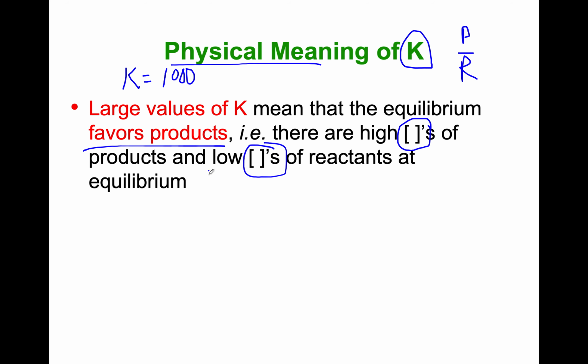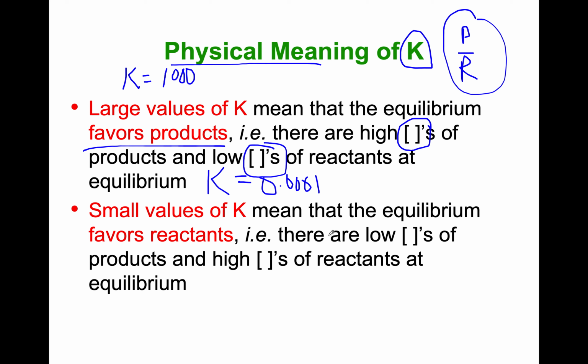Okay, well, what if our K was very small? Okay, so that's 0.0001. That's our K. Well, again, this is products over reactants, and that's telling us, wait a minute, we have a lot more reactants than products. So low concentration of products, that's the numerator. So if the numerator is really, really small, and then we have a big denominator, we get numbers like this, small K.